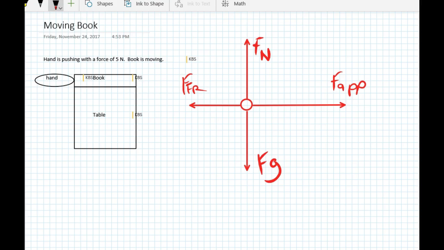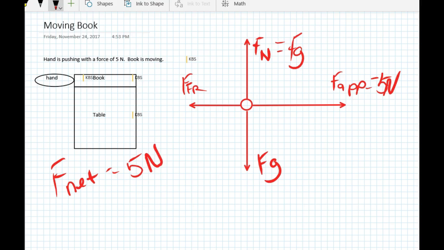So how do we calculate the net force? Well, we know that the normal force is equal to the force of gravity because we have no upward motion or downward motion of the book. We know that force applied equals 5 newtons. So, in this instance, our net force equals 5 newtons.